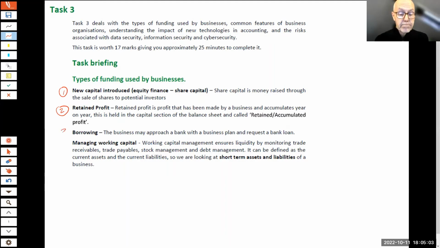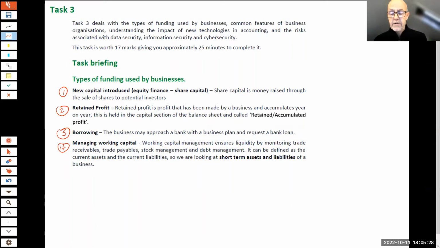Thirdly, the business can borrow. Typically, a business will go to a bank with an explanation of what it wants the money for, and it will take out a loan, and that might be a fixed term loan where it's agreed that the funding is available for a set number of years. The fourth one, working capital.